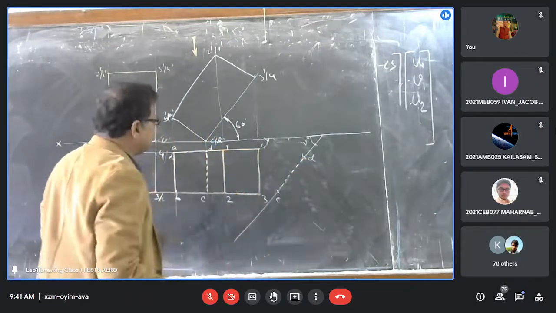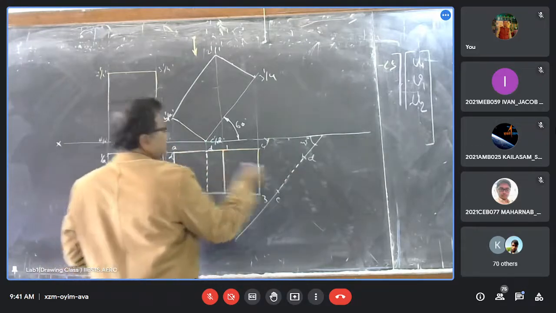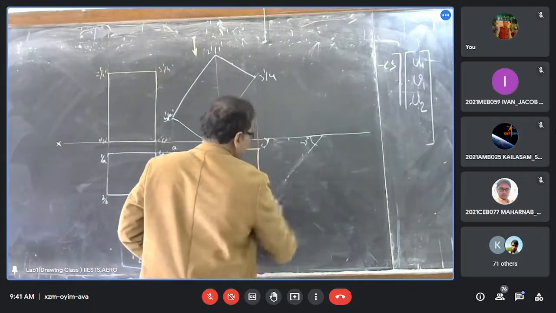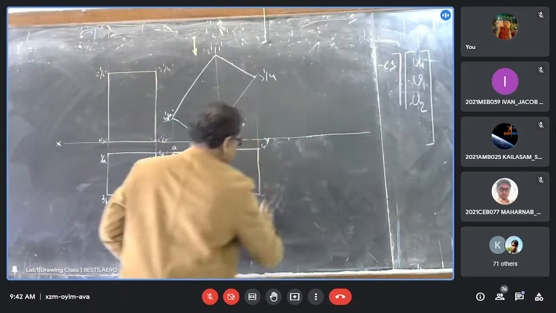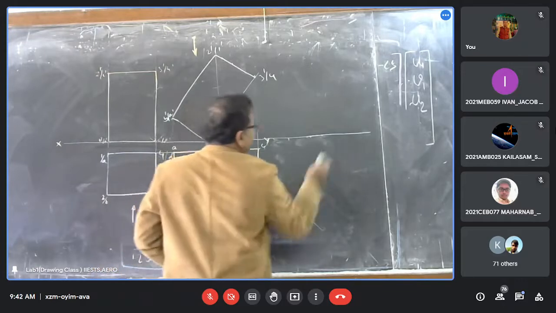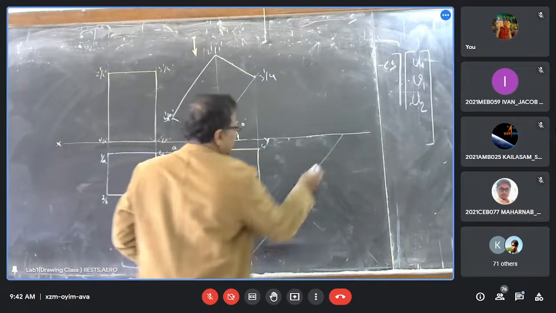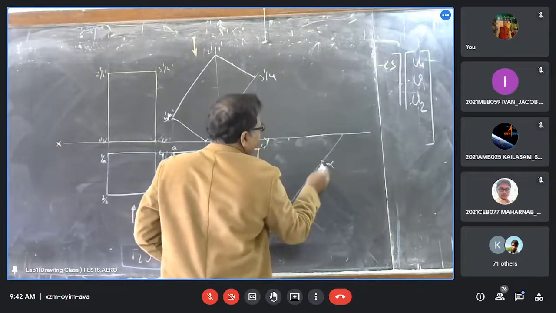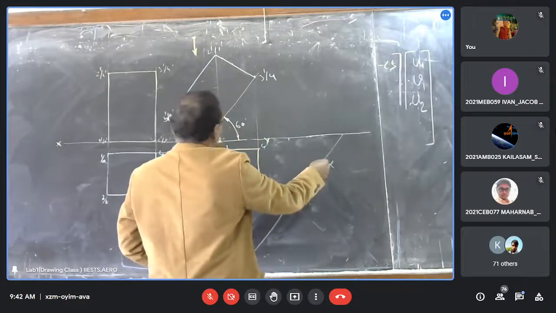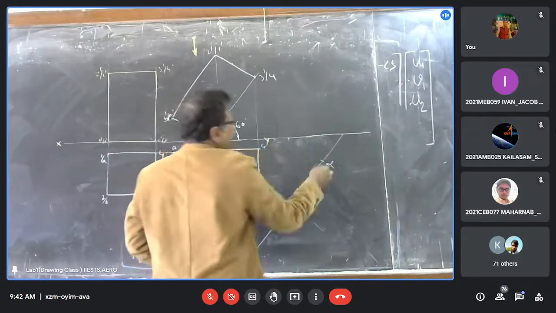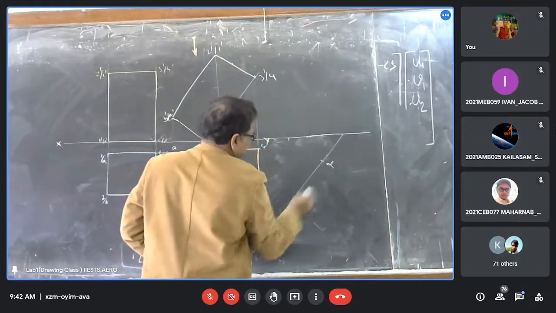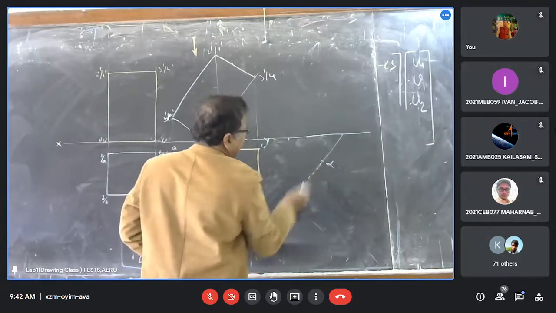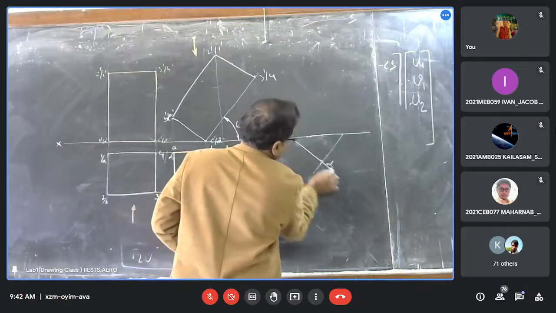Now you can easily copy this whole figure. I am just putting it here because space is not there. This is your D, and you put D in such a way that this A is not beyond the XY line. This is your C, and you put the dotted line in this one, and then copy this figure.